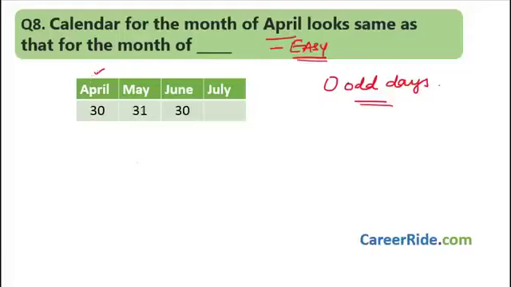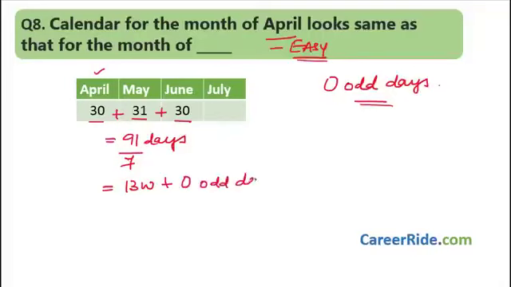Now let us see. The month of April is given. April has got 30 days. Let's go forward. May has got 31 days. June has got 30 days again. So when you sum all these three up, what is the answer that you get? You get 91 days. And when you divide these 91 days by 7, because there are 7 days in a week, what is the answer you get? You get 13 weeks plus 0 odd days.